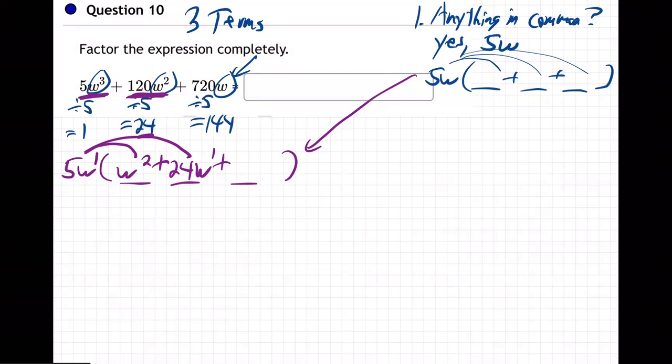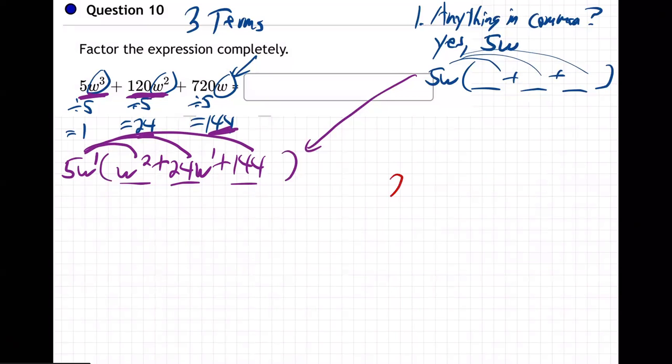And then for the third one, 5W times what? It'll be 144. We already know the number right there. And that's it, no W, because 5W times 144, 5 times 144 is 720, and then the W on the back, which we got from there. So that's step 1.